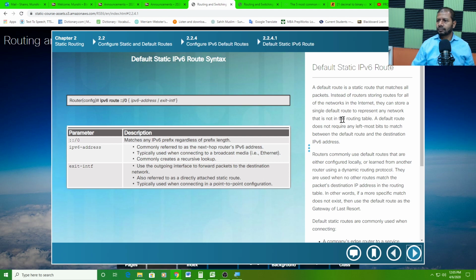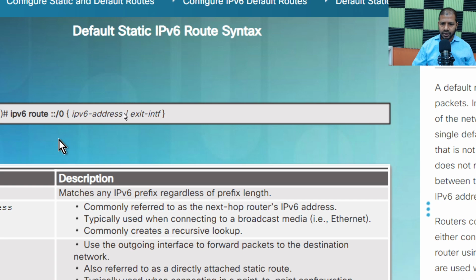Next, a default static IPv6 route. Remember, we just did the default route for IPv4 that was 0.0.0.0 as the network address, and the subnet mask was 0.0.0.0. What does that mean? That means all networks will match that. We already talked about that. Same thing now we're going to do for IPv6. For IPv6, we don't do 0.0. Not that way, a little bit differently right here.